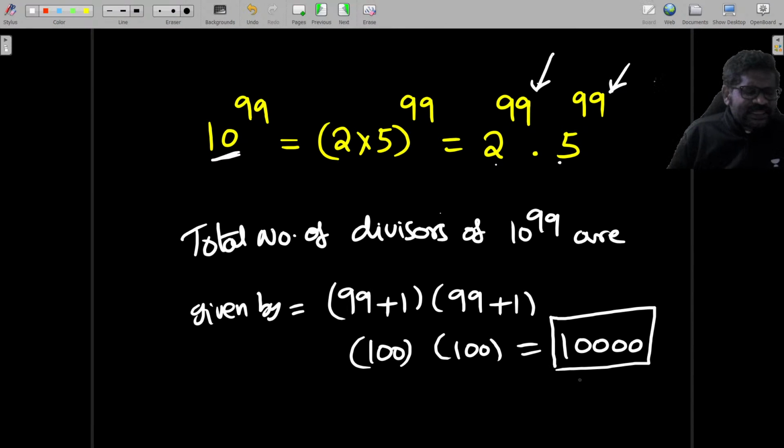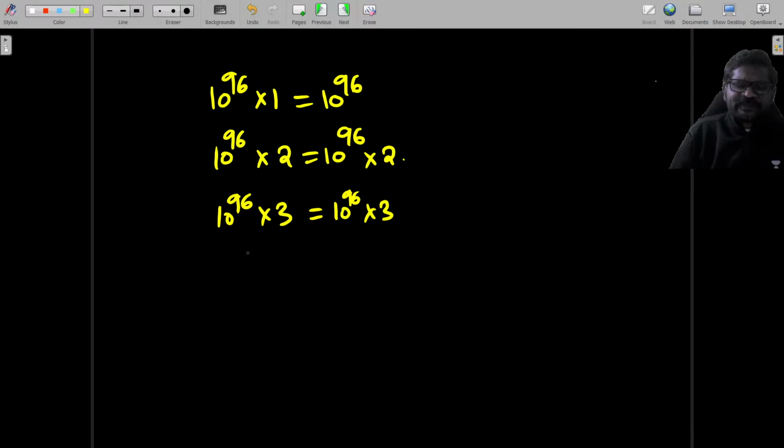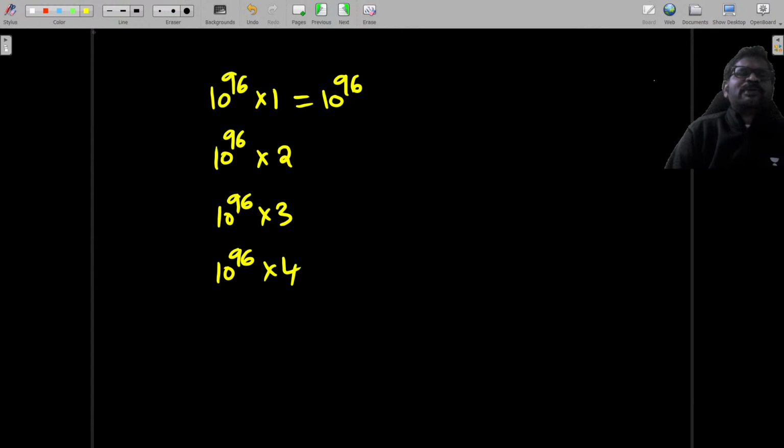Now, among these 10,000 divisors, we have to identify how many divisors are multiples of 10 power 96. Observe here. 10 power 96 into 1, 10 power 96 into 2, 10 power 96 into 3, like that, 10 power 96 into 4. These are all multiples of 10 power 96.